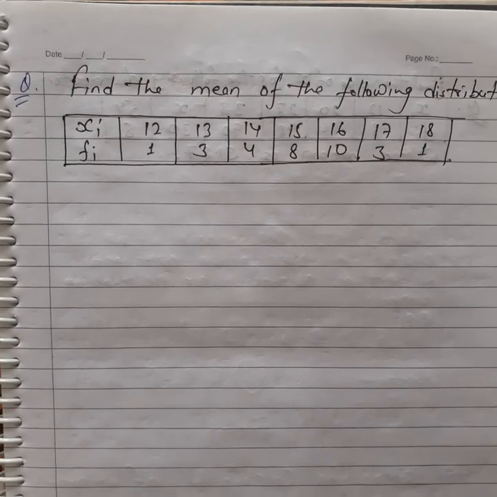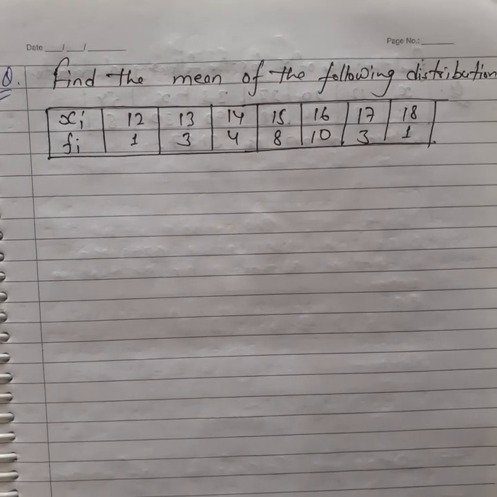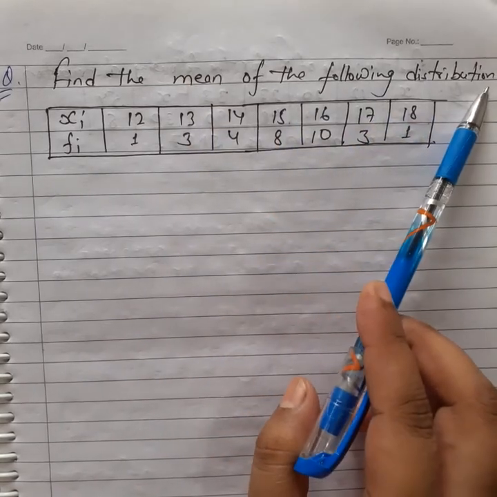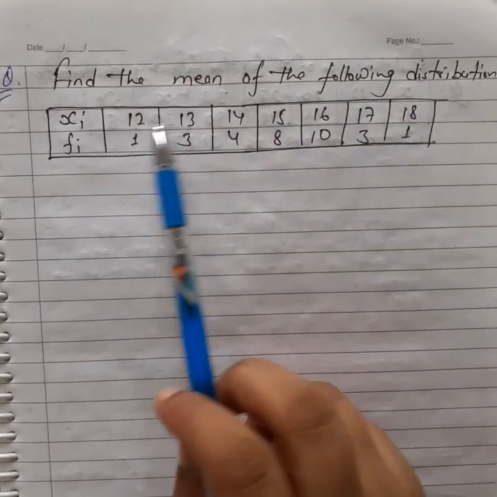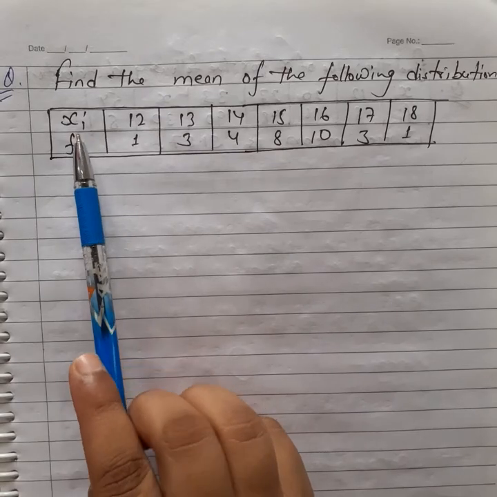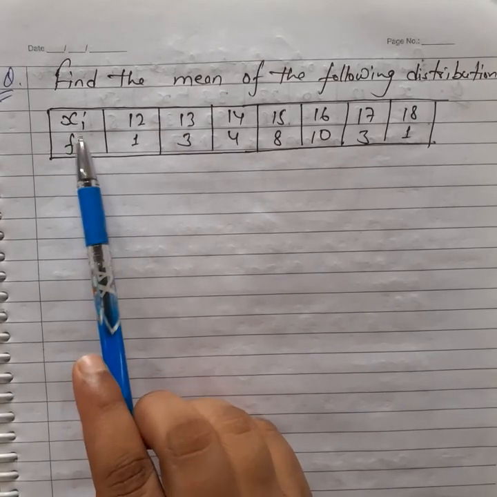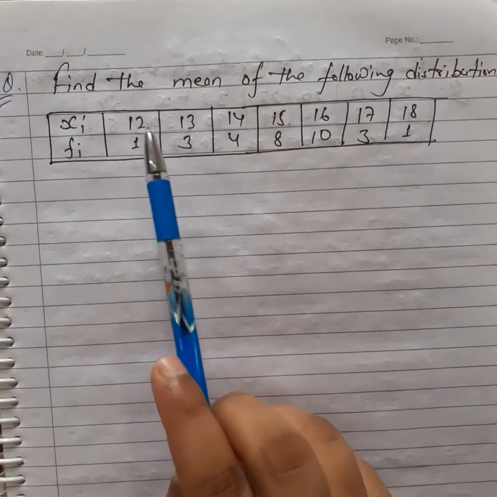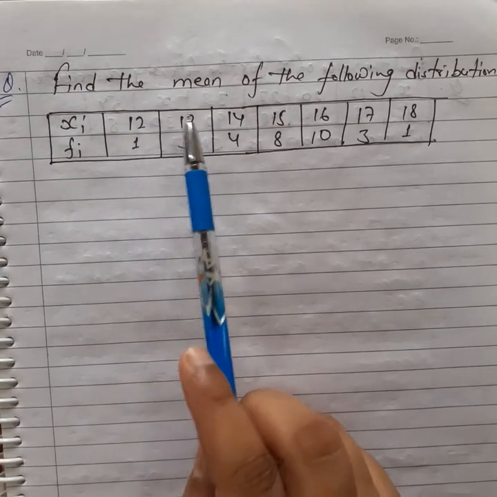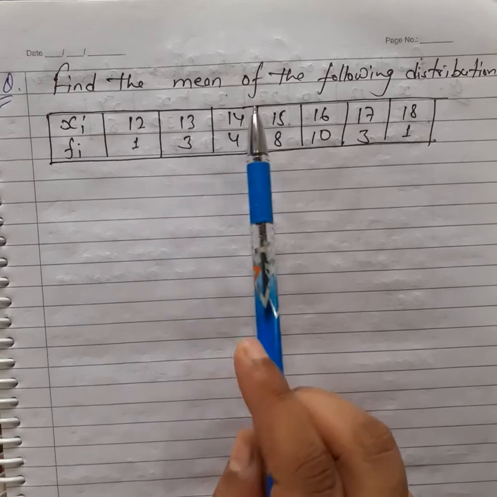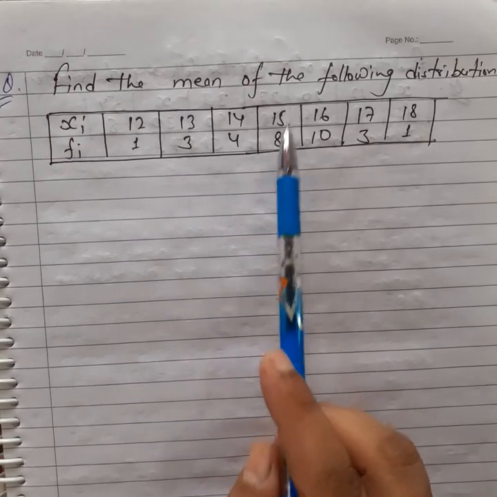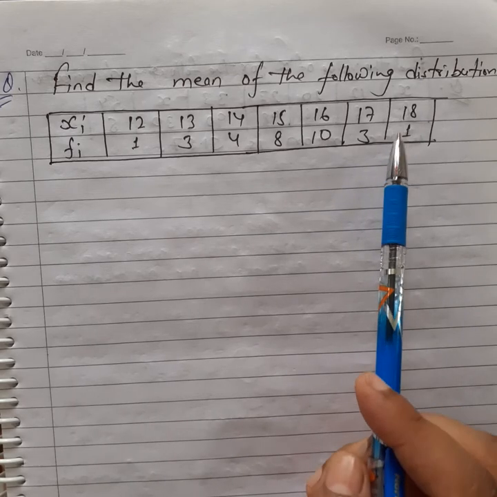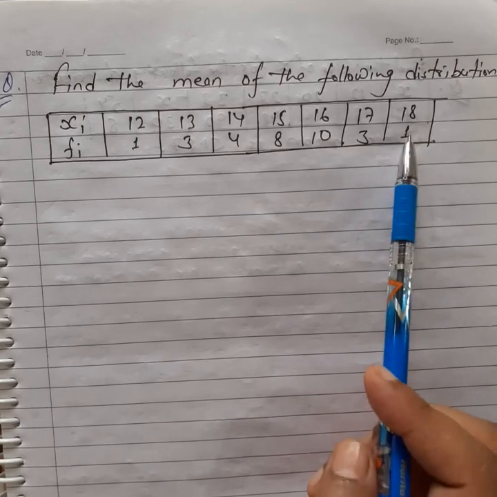Let us understand with the help of one example. Here we have to find the mean of the following distribution. One table is given, with xi and fi. xi is the observation and fi is the frequency of that observation. It means 12 occurs one time, 13 occurs 3 times, 14 occurs 4 times, 15 occurs 8 times and so on. We have to find out the mean.